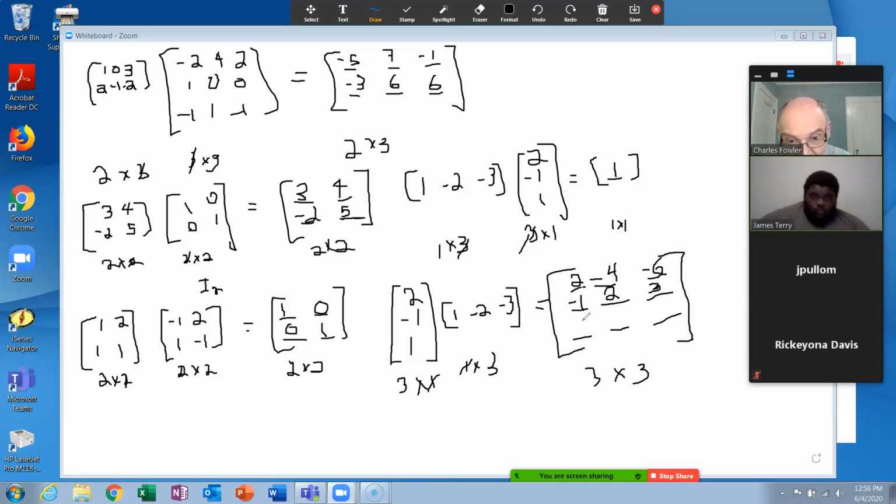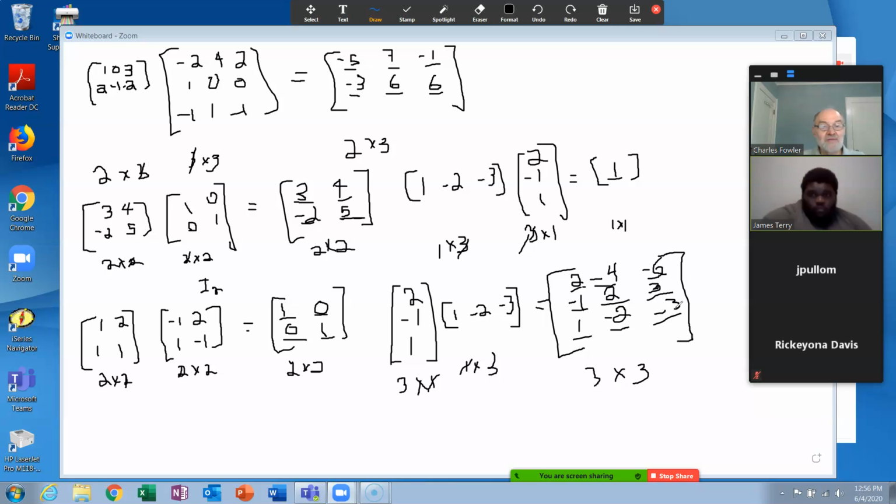Anybody? This is the 3,1 entry. So it would be the third row here by the first column here. That would be a what? 1. -2. -2. -3. -3. Perfect. Let's see if the book got it right. 2, -4, -6, -1, 2, 3, 1, -2, -3. Yes, they did. Congratulations to them.